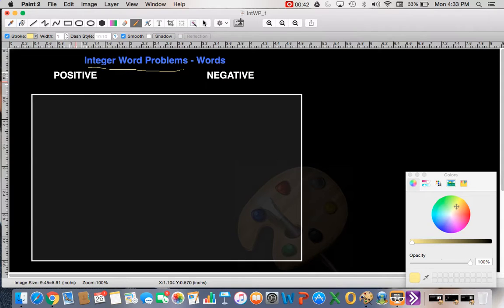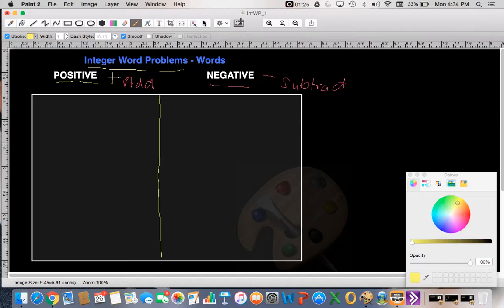Okay, before we go to the nitty-gritty of things, let's start off with what would be a positive word and what would be a negative word. Meaning positive, you add, and negative, you subtract. So I want you to go and get an index card or a large paper and make a table. On this side would be your positive words, and on this side would be your negative words.